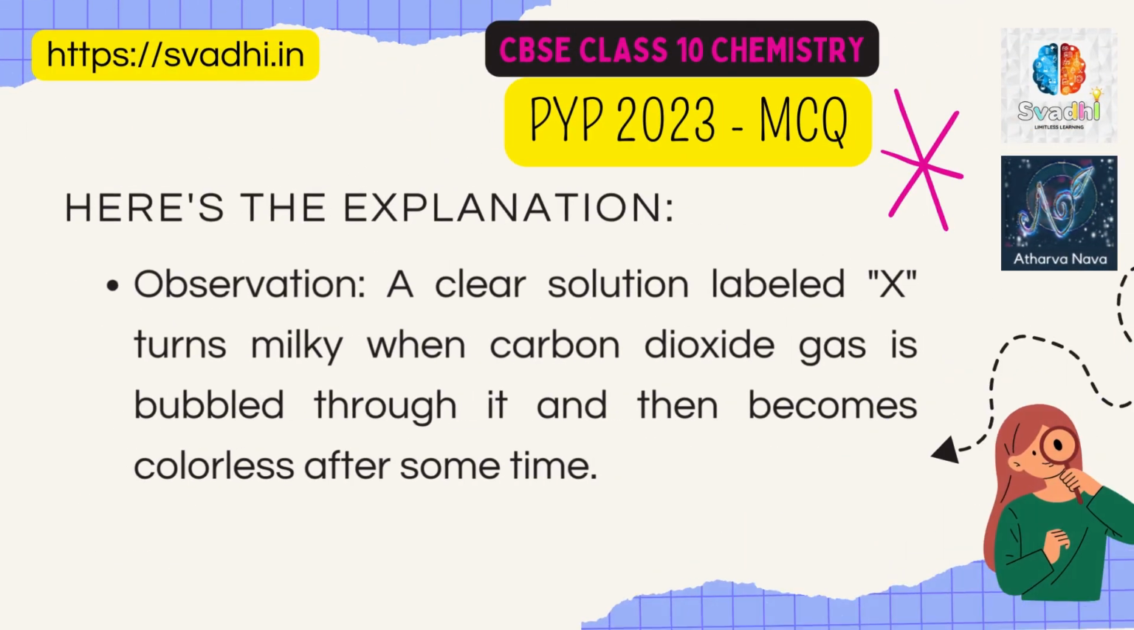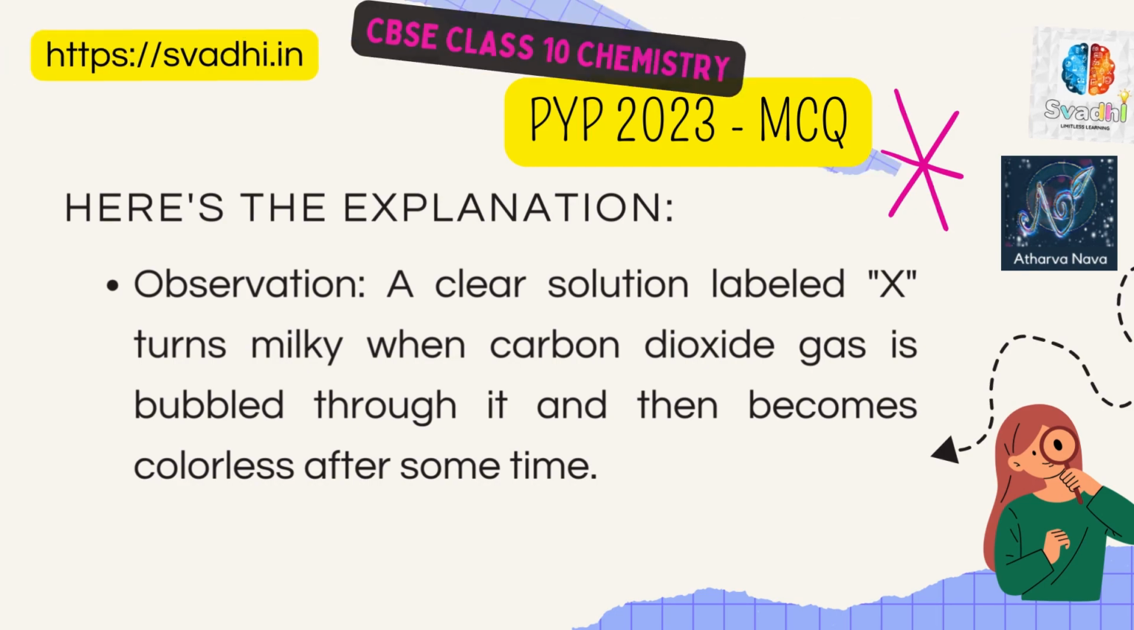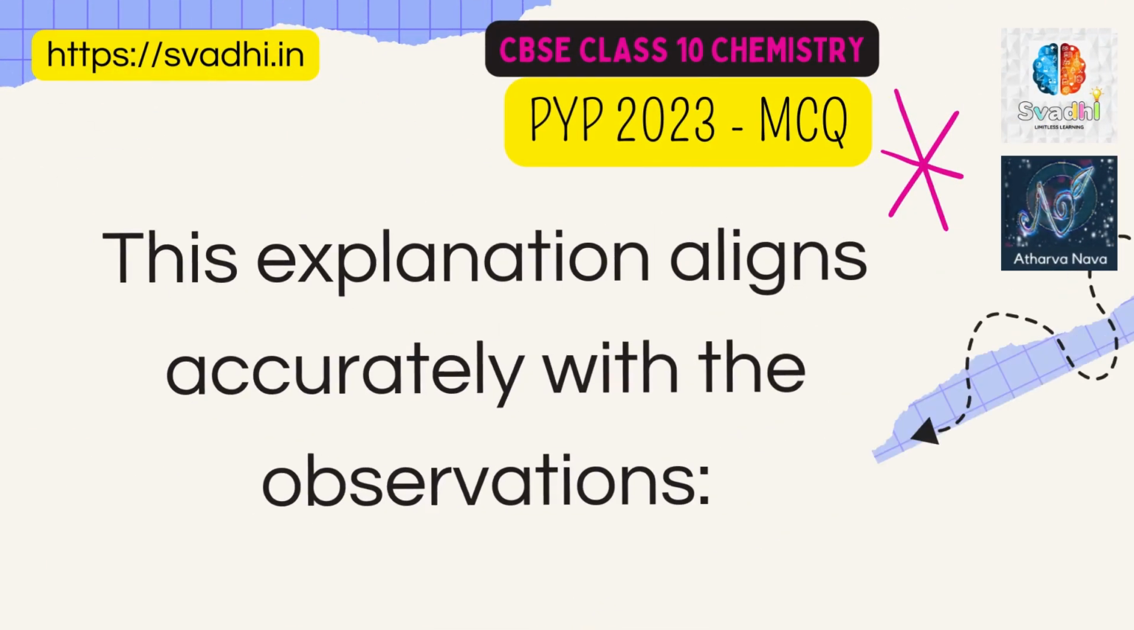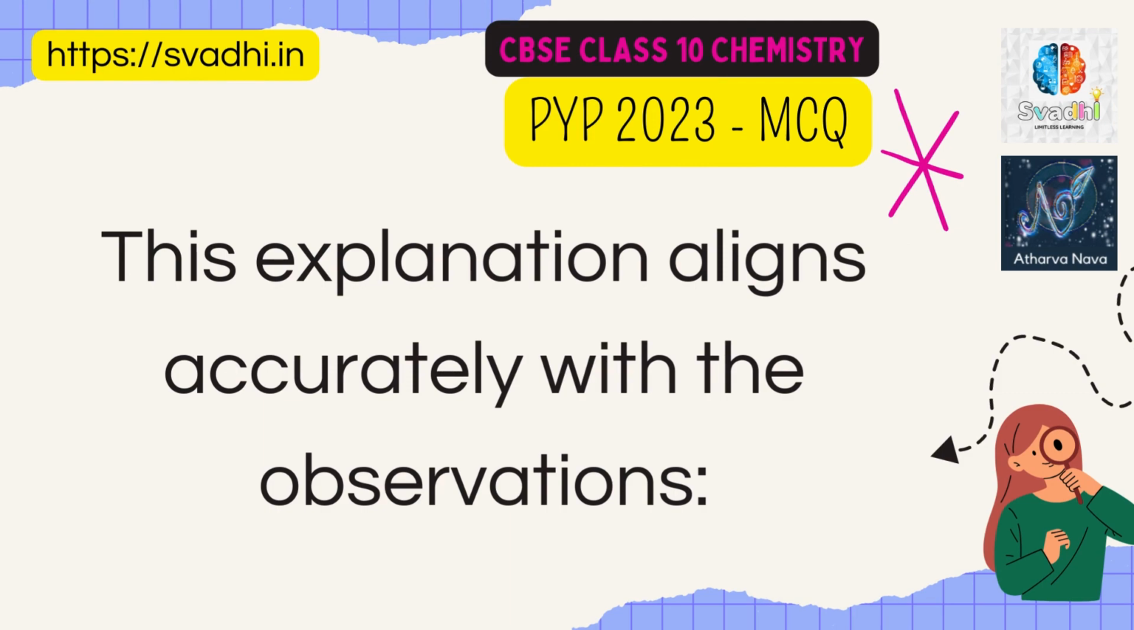Here's the explanation. Observation: a clear solution labeled X turns milky when carbon dioxide gas is bubbled through it and then becomes colorless after some time. Option B: the solution contains calcium hydroxide, which reacts with carbon dioxide to form a white precipitate of calcium carbonate, making the solution milky. Upon excess carbon dioxide, the precipitate dissolves, forming calcium bicarbonate, making the solution clear again. This explanation aligns accurately with the observations.